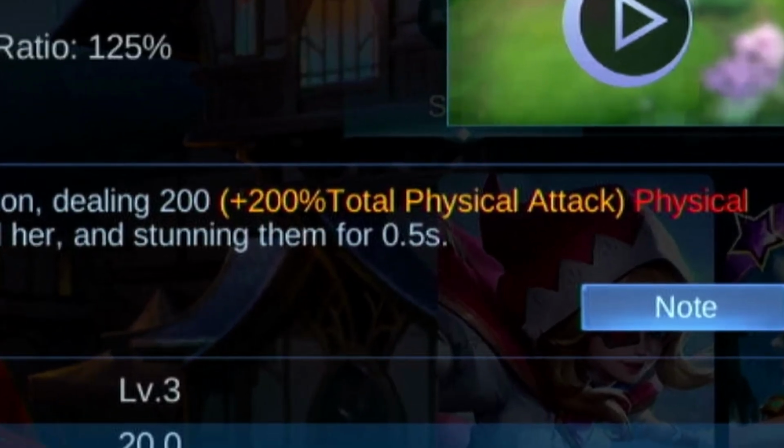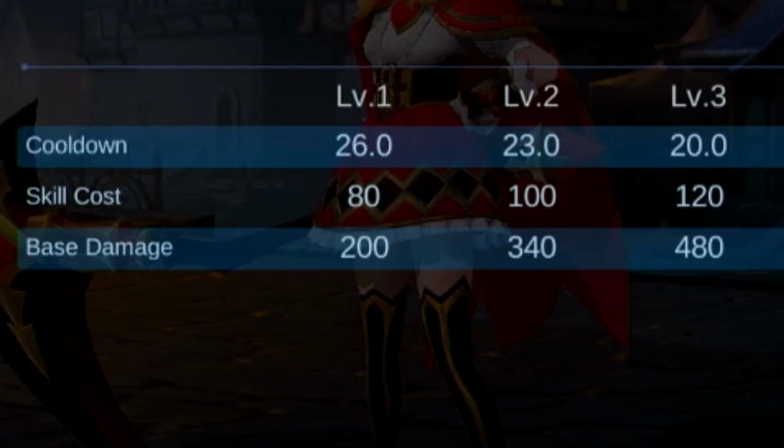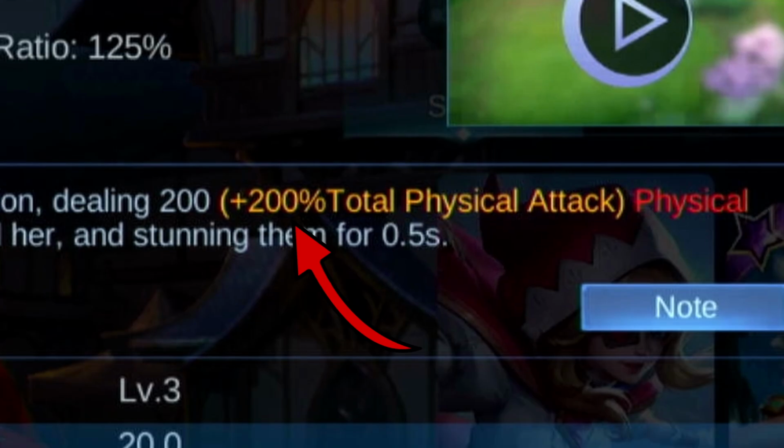From her skill description here, we can see that it does 200 base damage plus an additional 200% of her total physical attack. The base damage of this skill will increase based on the level of her ultimate. So it has 200 base damage at level 1 and increases up to 480 base damage at level 3. The attack multiplier on the other hand will remain constant at 200% throughout all levels.